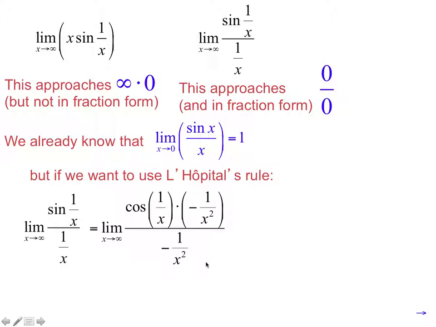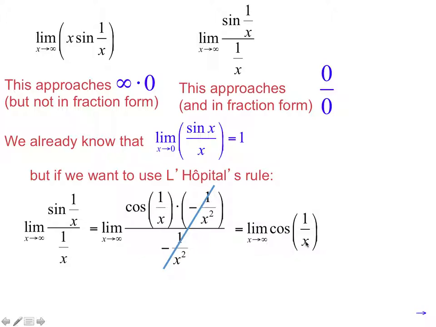And don't worry about this comment here. I'll tie this in just a minute. But notice we have some things that cancel here. So really we're evaluating the limit as x approaches infinity of cosine of 1 over x.